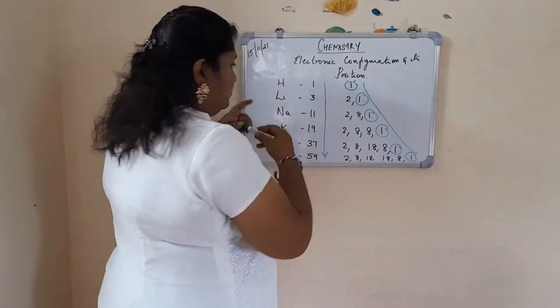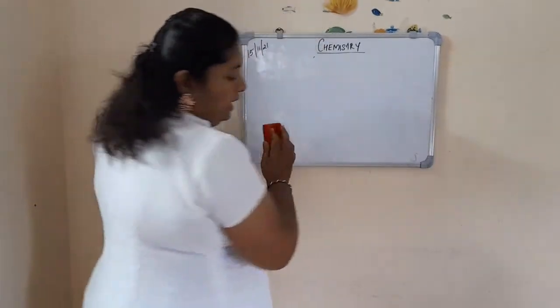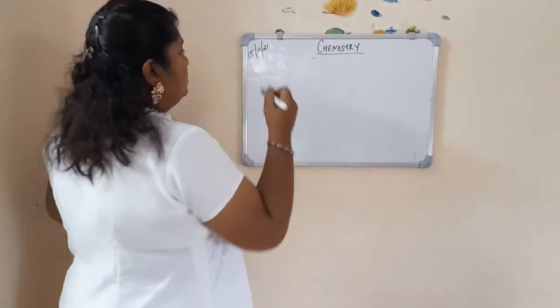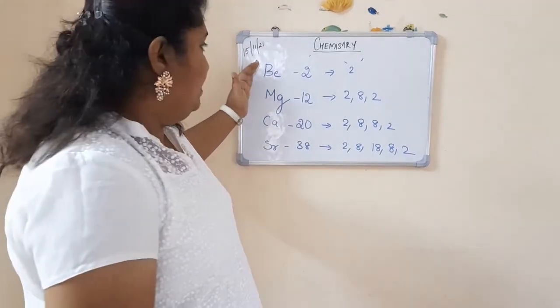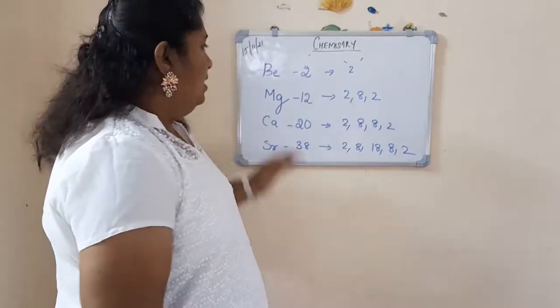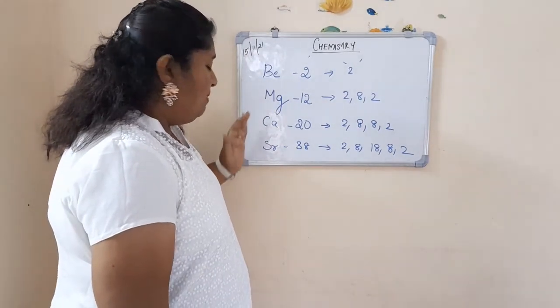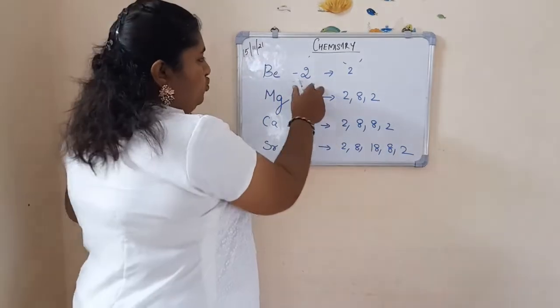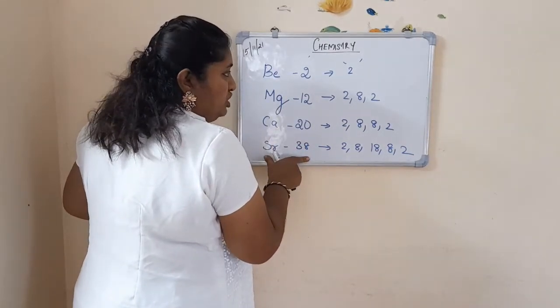Now next, I am going to write another set of elements: beryllium, magnesium, calcium and strontium. The atomic number of beryllium is 4, magnesium is 12, calcium is 20, strontium is 38.